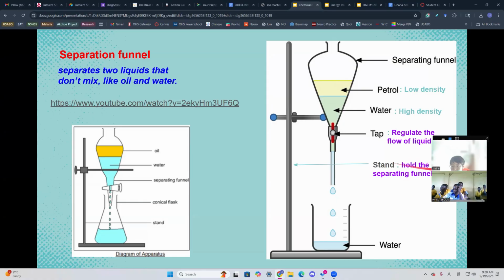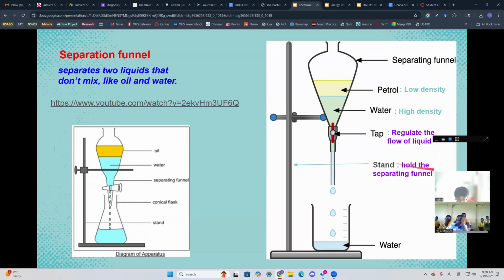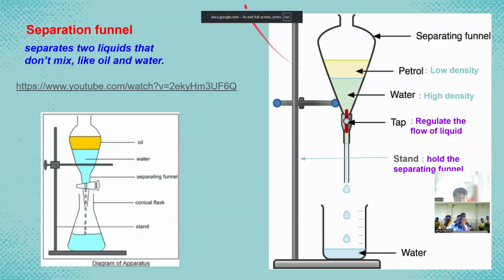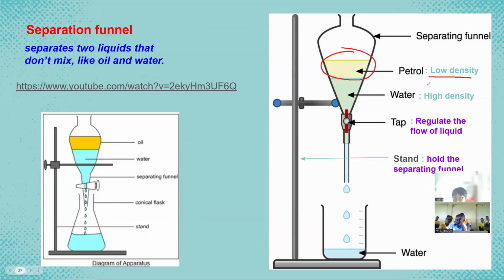Oh, and it's important to know that the liquid with low density goes on top, and liquid with higher density goes at the bottom. And that is how it forms a different layer.